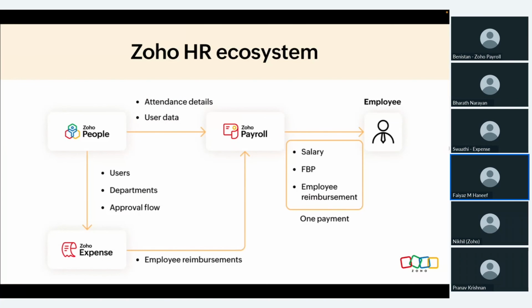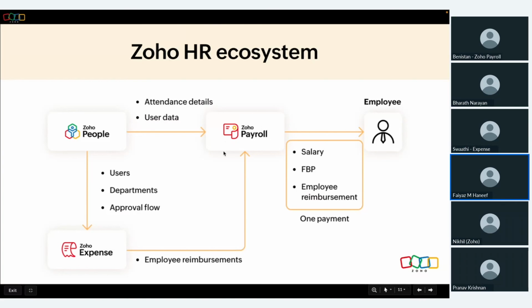Now, if you look at the Zoho HR ecosystem, we have Zoho People as the onboarding application where you can onboard entire users into the application and onto your Zoho Payroll system as well. From the Zoho People and Zoho Payroll integration, the user data and attendance details come up into Zoho Payroll. Similarly, Zoho People also integrates with Zoho Expense, where users, departments, and the reporting manager and approval information is synced between both these applications. The latest integration is Zoho Expense and Zoho Payroll, where the employee information and the employee reimbursement information is also sent.